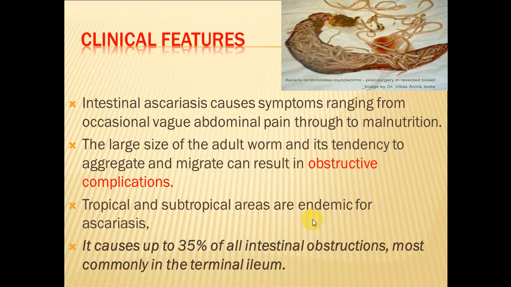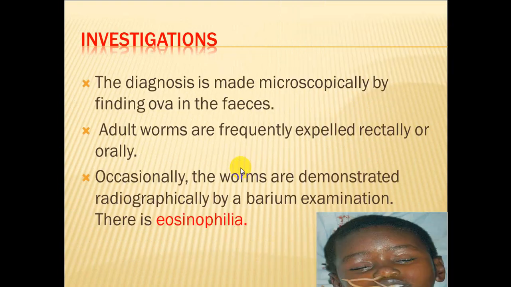Tropical and subtropical areas are endemic for ascariasis. It accounts for up to 35% of all intestinal obstruction, most commonly in the terminal ileum. Investigation: the diagnosis is made microscopically by finding the ova in the feces. Adult worms are frequently expelled rectally or orally. The worm can be expelled from the nose or the mouth, and even from the anus.